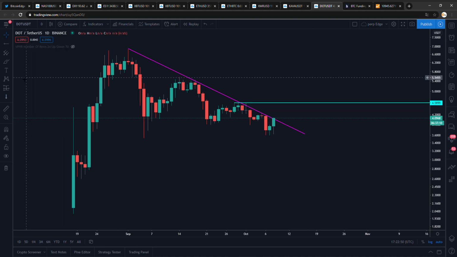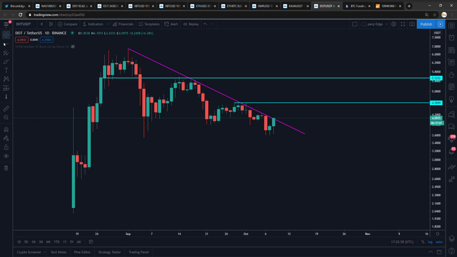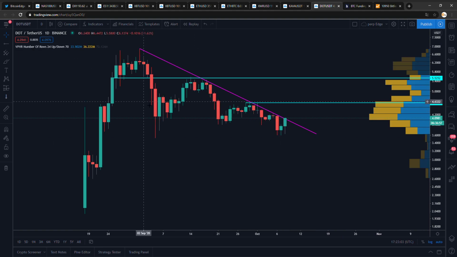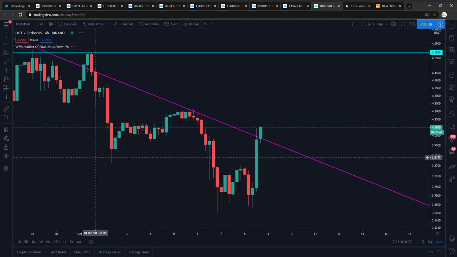That should be resistance. Let's put on the VPVR. They're at a high volume point, but as soon as they break this level, you can see there is some room. But this trend line, if this breaks, like it has a daily close over here, we can zoom in a little bit more to the 4-hourly.